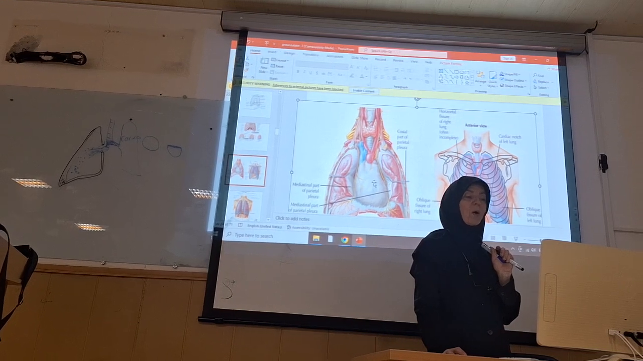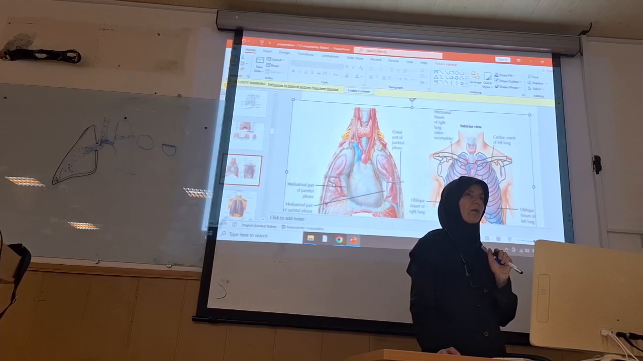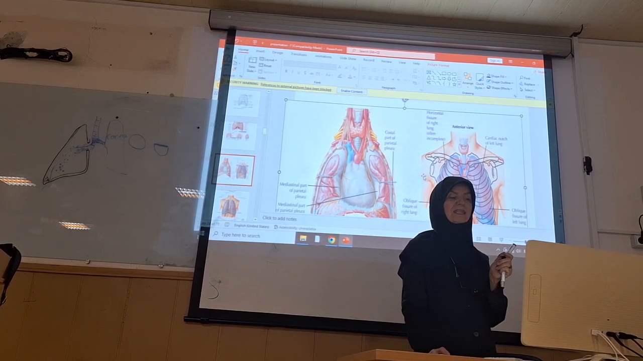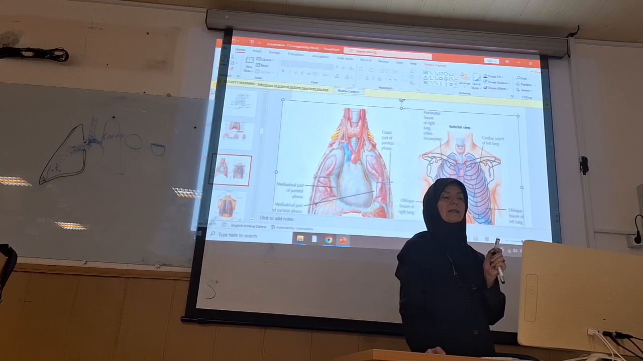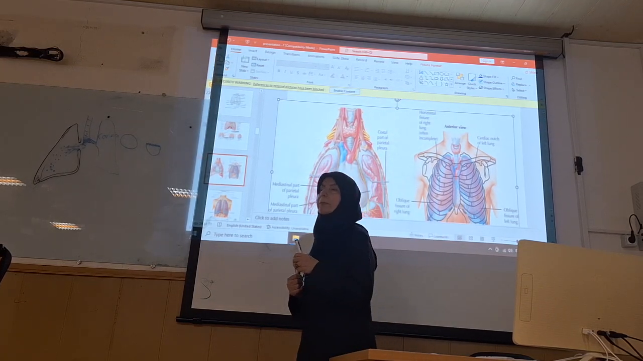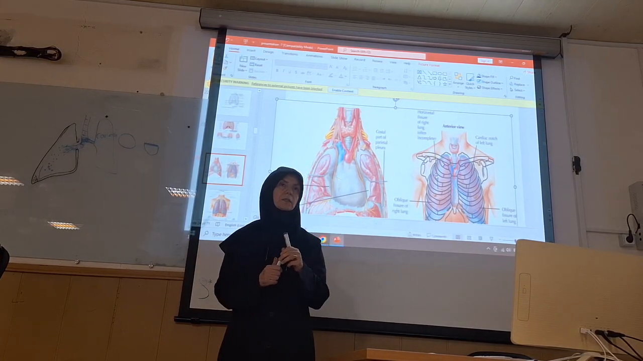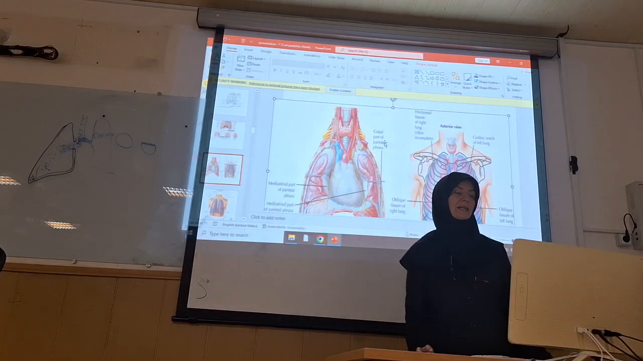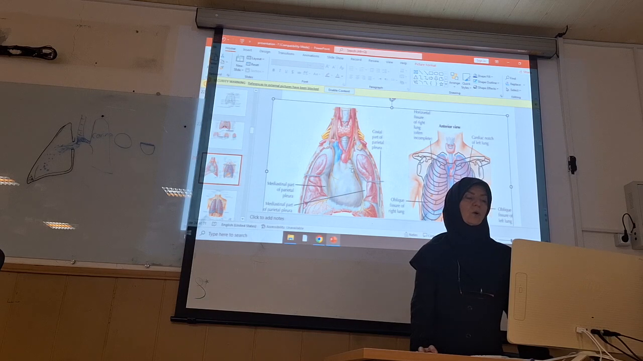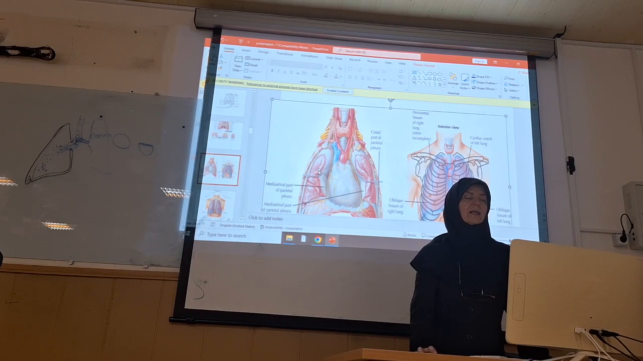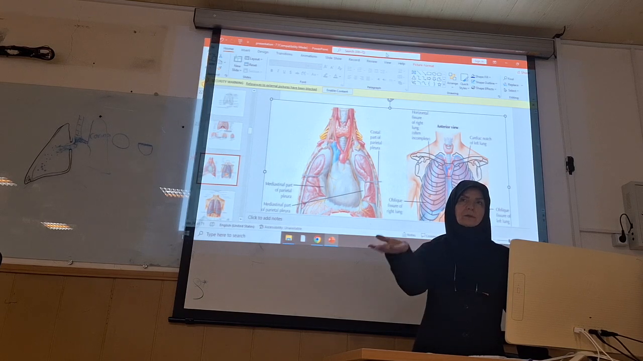Now, what about the visceral pleura? What do you think? Such as the visceral pericardium, the visceral serous pericardium is innervated by sympathetic and parasympathetic nerves. The visceral pleura adheres to the lung. So again, they are innervated by the sympathetic and parasympathetic.